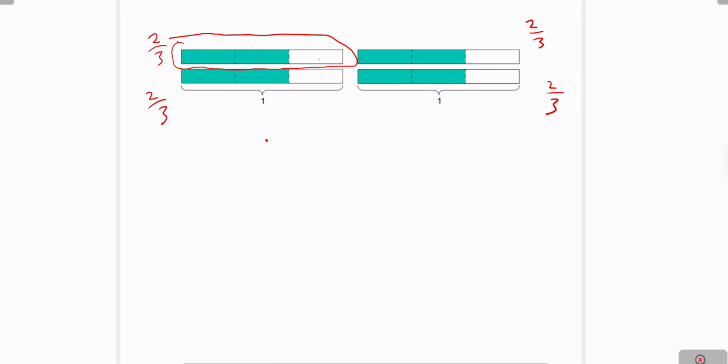So in multiplication, that would be 4 times 2/3. And what is that equal to? Well, you multiply the whole number by your numerator. 4 times 2 is 8, and we keep the denominator, so 4 times 2/3 is 8/3. And you can count them here too: 1, 2, 3, 4, 5, 6, 7, 8. 8/3.